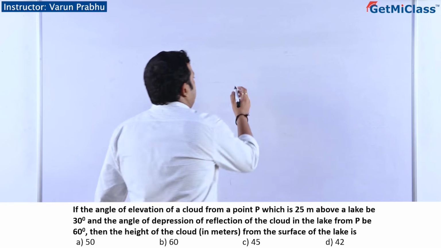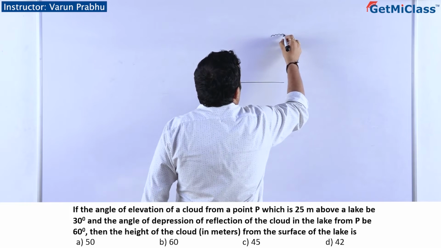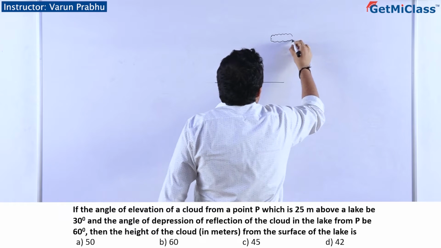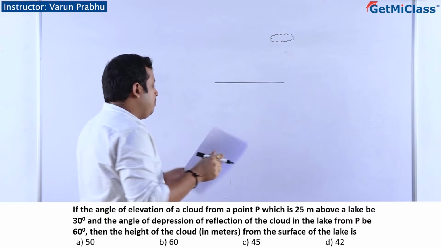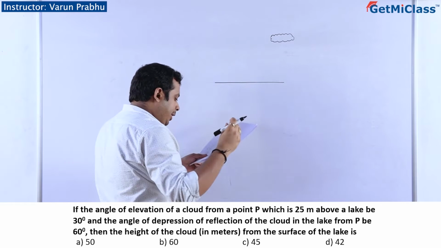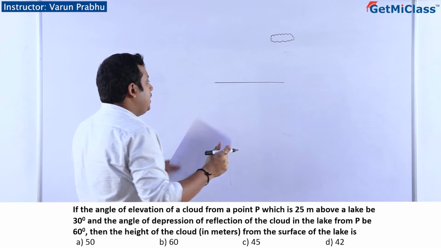Now, if you look at this problem, there is a lake surface, okay, lake surface. There is a cloud like this. This is the cloud. In this problem, it is told the angle of elevation of a cloud from a point P, which is 25 meter above the lake, be 30 degree.